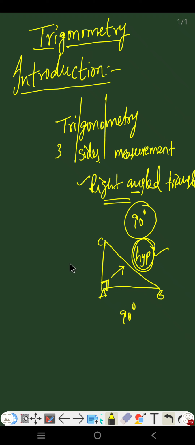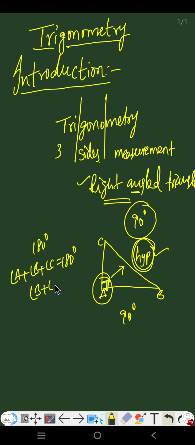Okay, coming to the point. In this right angle triangle ABC, A is 90 degrees. Already we know that the sum of the three angles of a triangle is 180 degrees, by the angle sum property. That means angle A plus angle B plus angle C is 180 degrees. But of the three angles, one angle we know already is 90 degrees. So the sum of the remaining two angles, angle B plus angle C, is always 90 degrees.